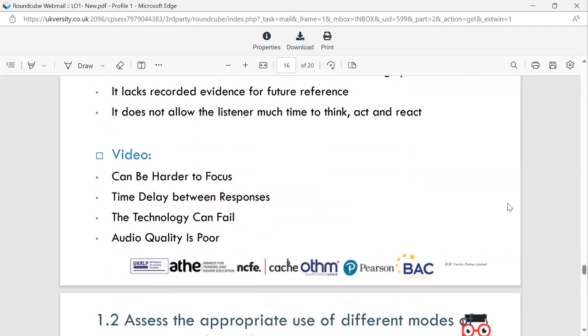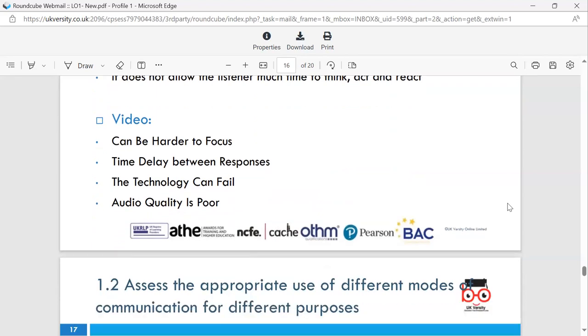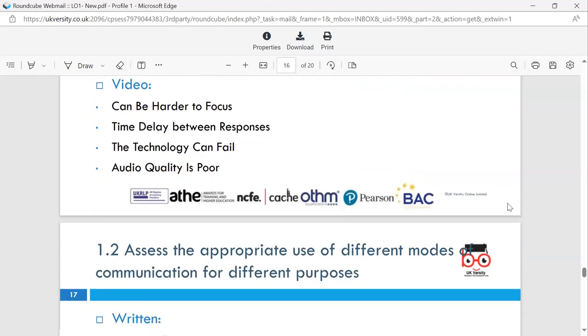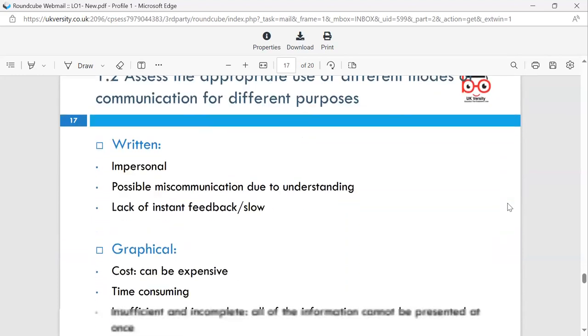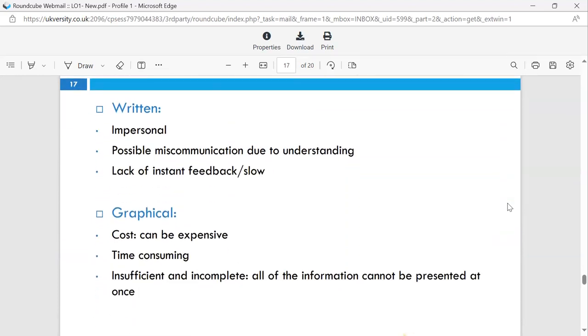It can be harder to focus. There may be time delays between responses. And like we said, the technology can fail and audio quality can be bad. So if the technology fails, it's hard to carry on with the video recording. Written ones are impersonal, with possible miscommunication due to understanding, lack of instant feedback, and they are slow.